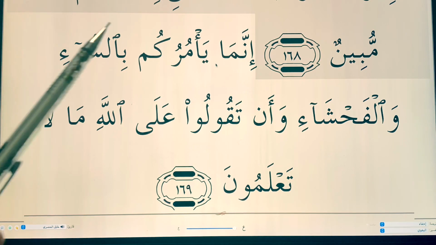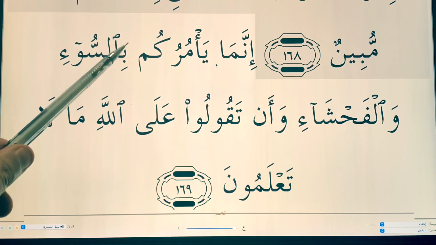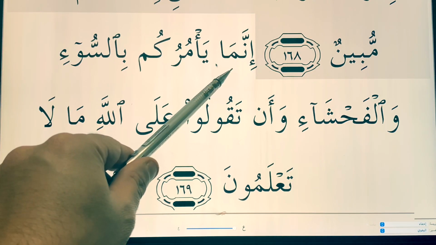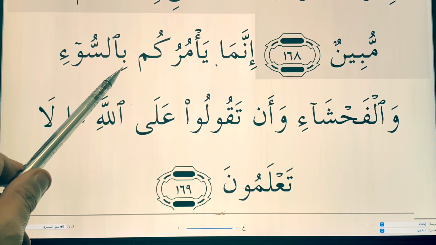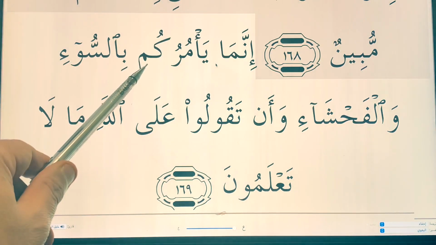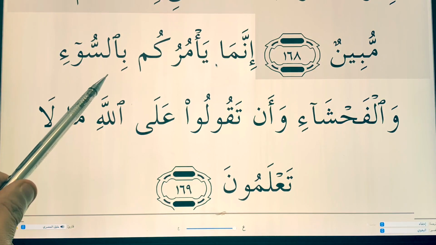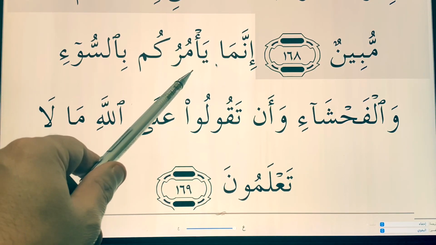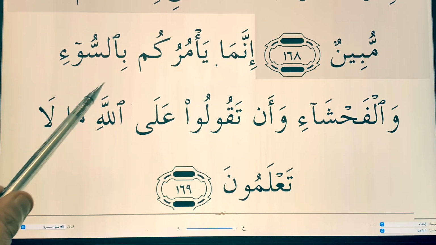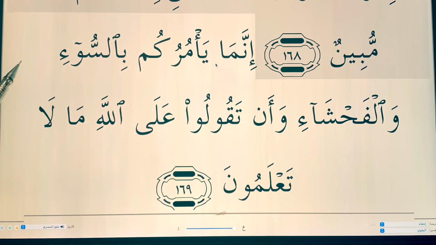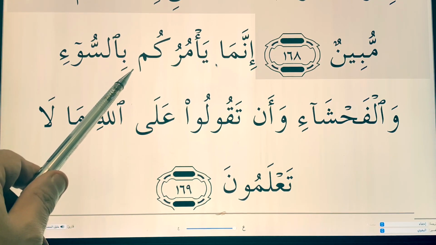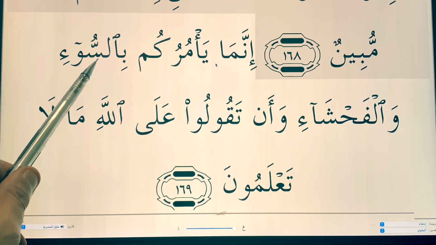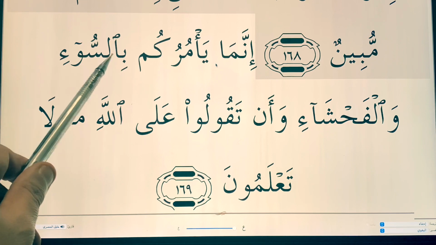Don't want to go into this too much, but we have a meem with a sukun above it, followed by a ba. So you're going to hold that. إنما يأمركم بالسوء. You notice how I held it just a little bit? Instead of saying it right away, you hold it just slightly. يأمركم bis. So this is going straight from here to the seen. This drops, that drops, goes straight. Bisu'i. Right? This is a mad.